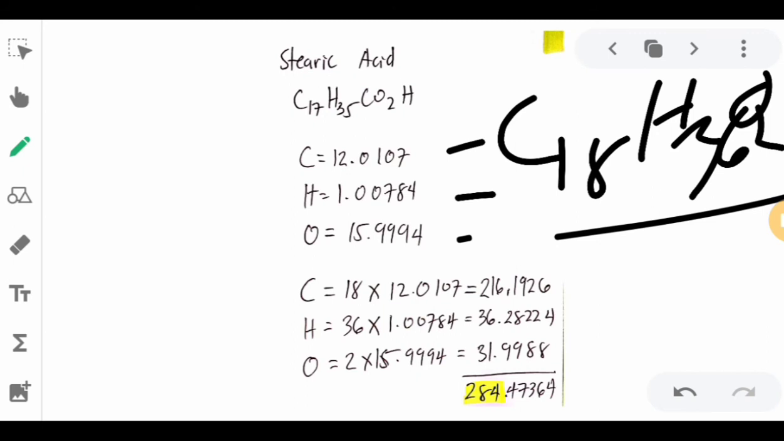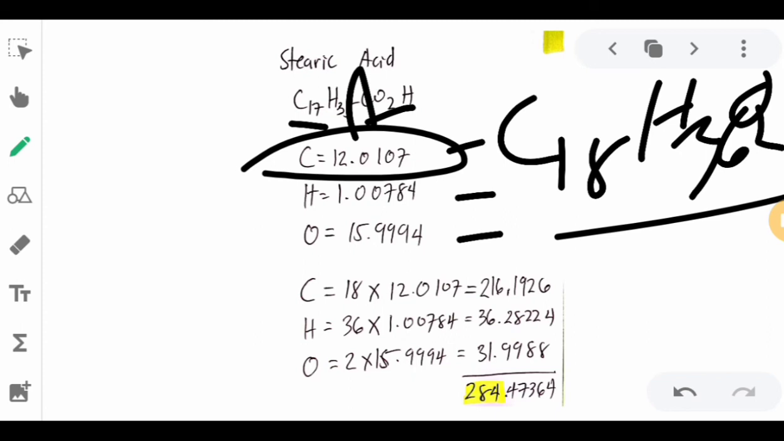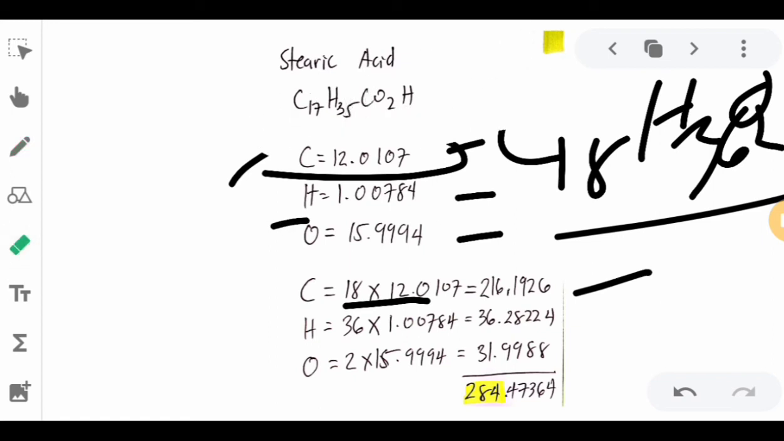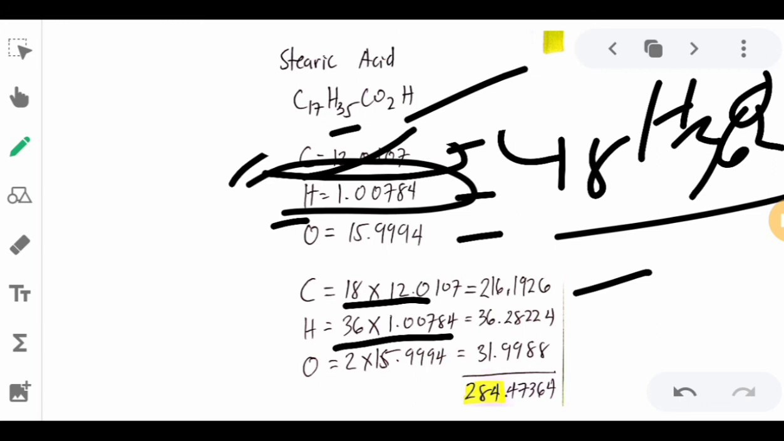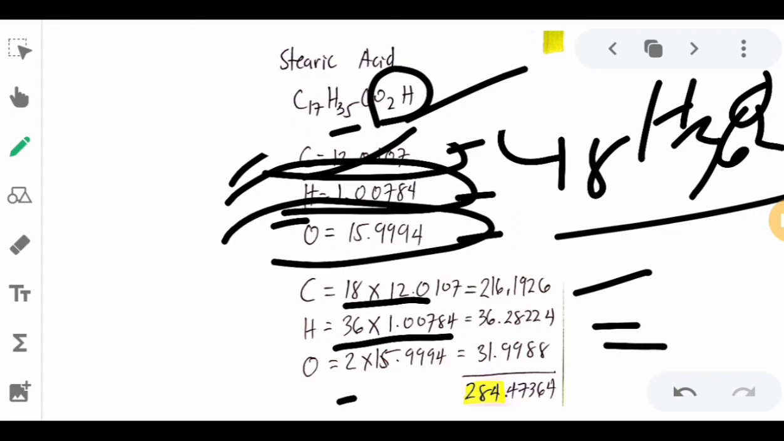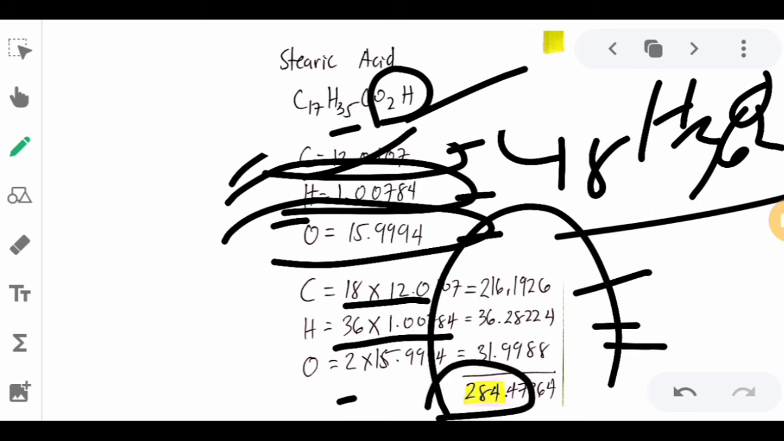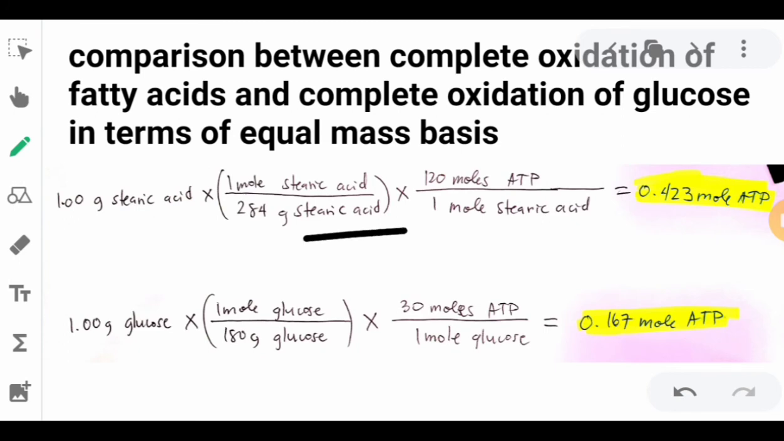So you have here 18 carbons because you have 17 based on the subscript and 1 carbon here. That's 17 plus 1, which is 18, and you multiply that by the atomic mass, which you can find in your periodic table. Multiplying that, you will have 216.1926. The hydrogen is 36 pieces, because you have 35 plus 1 here. 36 times 1.00784 is 36.28224. Then the oxygen, you have 2 pieces, so 2 times 15.9994 is 31.9998. If you add that, the molar mass, which is also equivalent in grams, will be 284.47364 or just 284. So 1 mole of stearic acid is 284 grams.